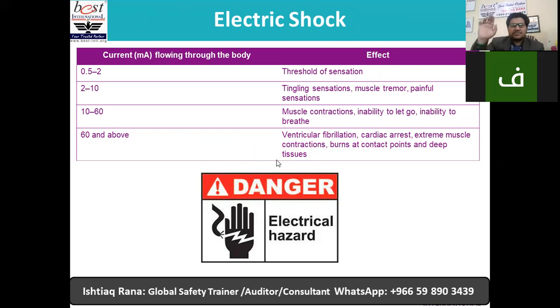Several incidents happened where a person just touched the line and was burned; the fire was also there. It depends on the milliamperes, on how much current flowed. That is why we truly need to place different warning signs and let people be familiar with staying away from electrical systems.